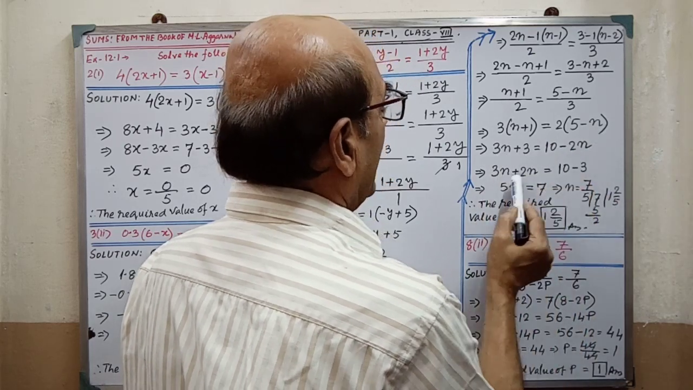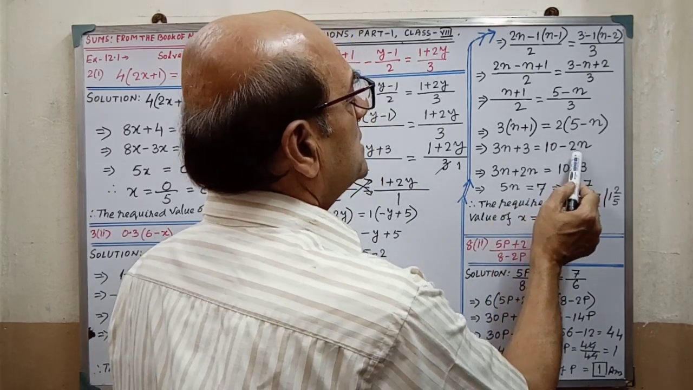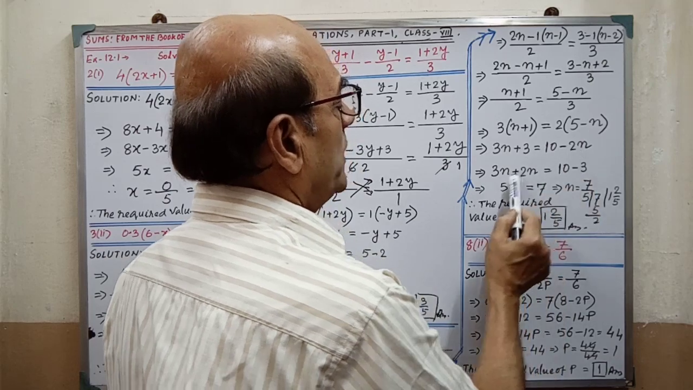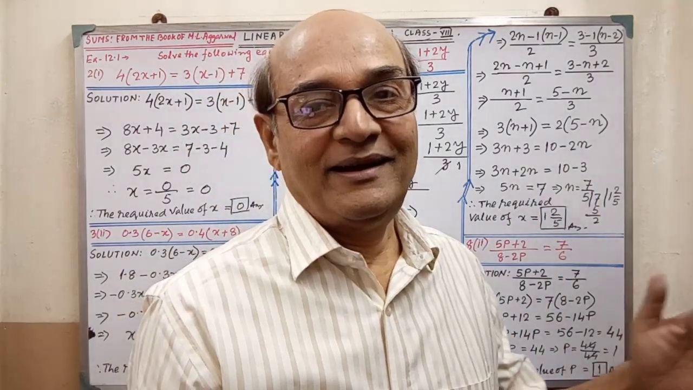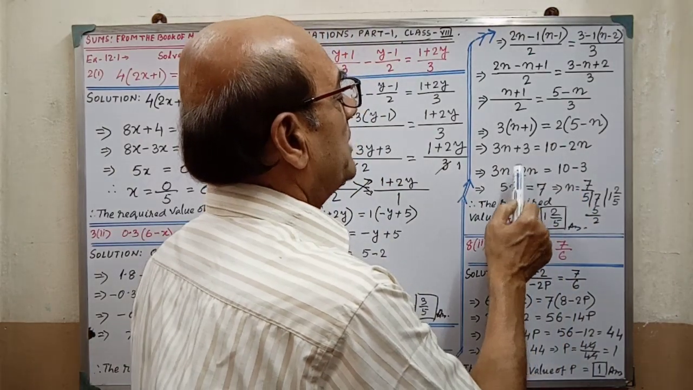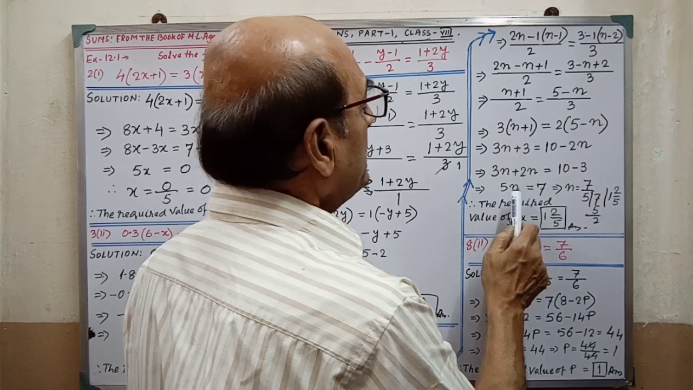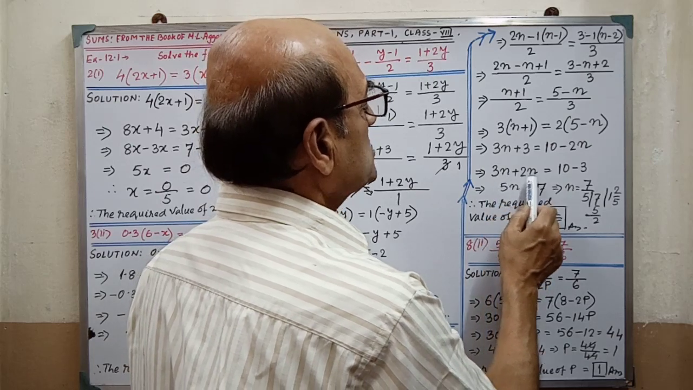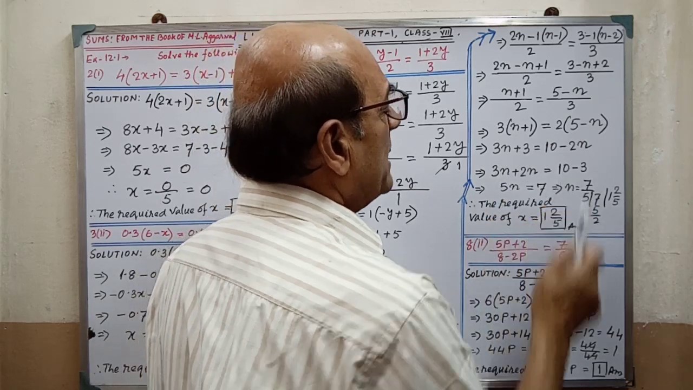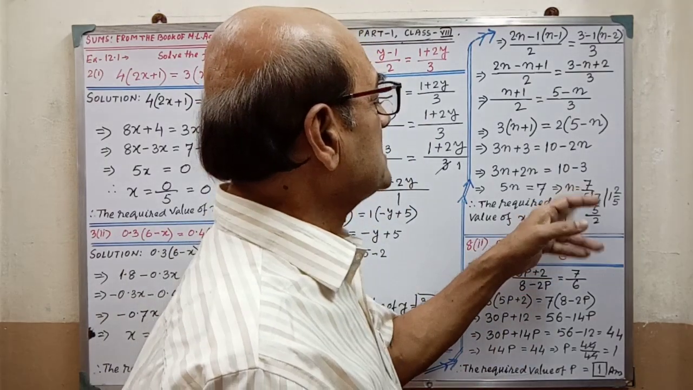Then we have to take n terms, that is variable, in left hand side. This is in right hand side, this is the minus. When we are bringing right to left, then it will be plus. This is the minus, so it will be plus, and here is my plus, then it will be minus. So after that we have to simplify. 3n plus 2n, that is 5n, and 10 minus 3, that is 7. So n equal to 7 by 5.